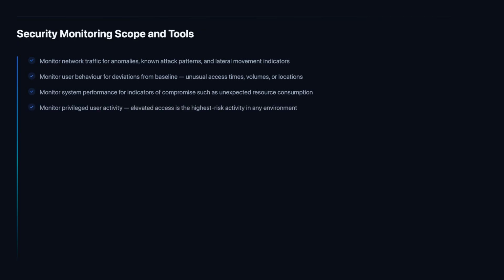Privileged user activity monitoring deserves special treatment within the security monitoring program because privileged users have the greatest potential to cause harm, whether through malicious action, credential compromise, or inadvertent error. All administrative sessions should be logged in full detail, and activity patterns for privileged accounts should be monitored for anomalies, including access at unusual times, access to systems outside the user's normal scope of administration, bulk data access, and configuration changes that disable security controls.